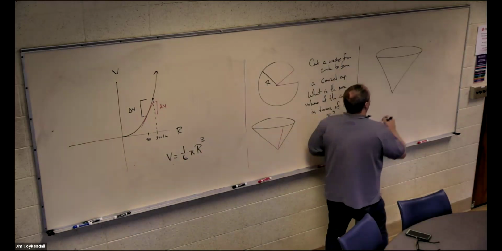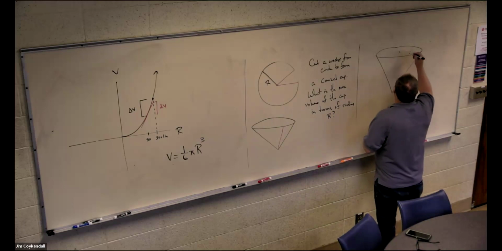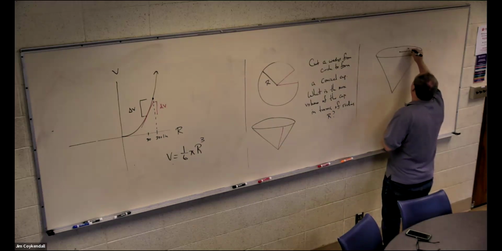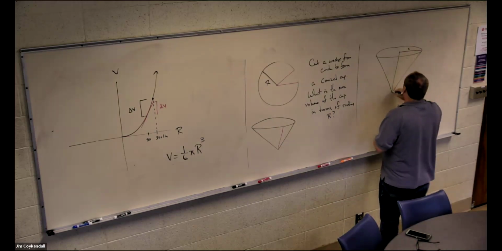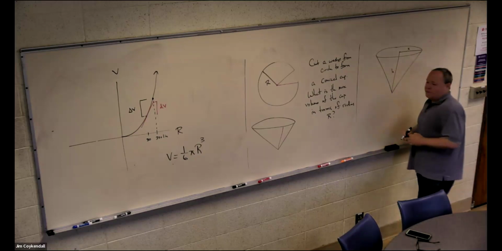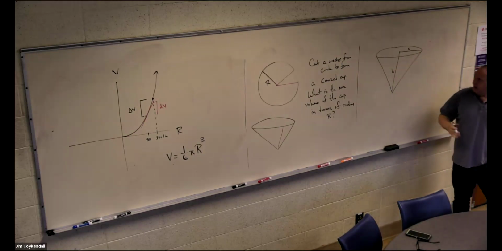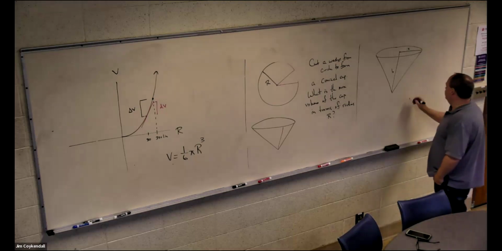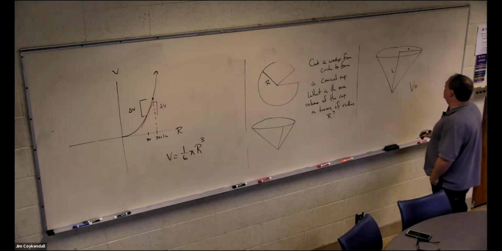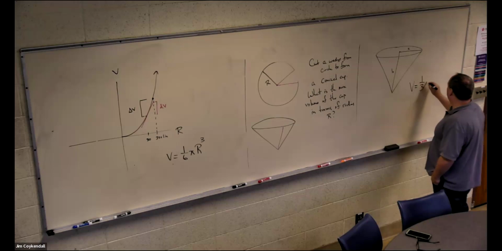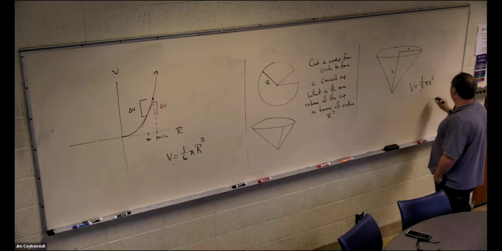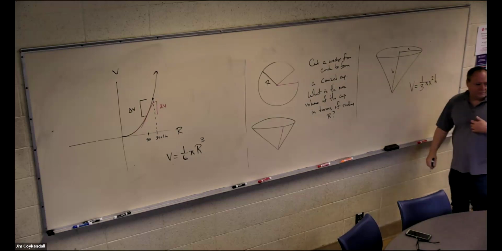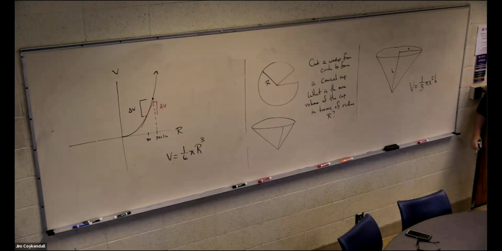Okay. I need the radius of the cup. I need its height. I need the radius and the height to be able to get volume. So the volume of my cup is 1/3 pi x squared h. And that was it.